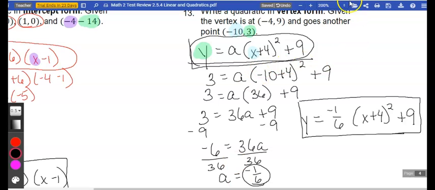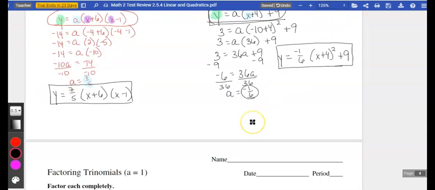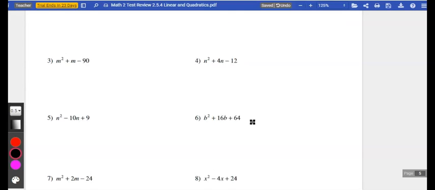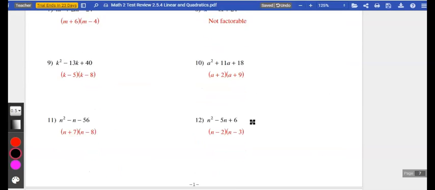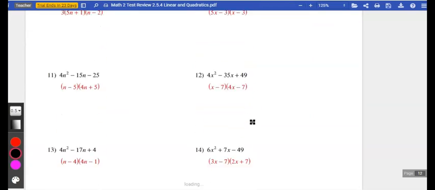Again, if you want some extra factoring practice, you're welcome to do the ones down here at the bottom. You don't have to. They're not required. But you've got your answers underneath them if you wanted to practice that.